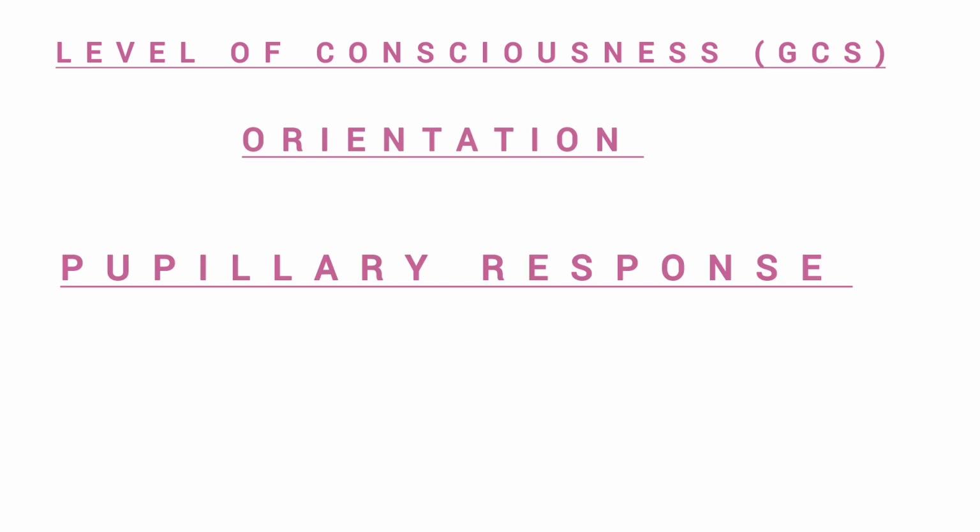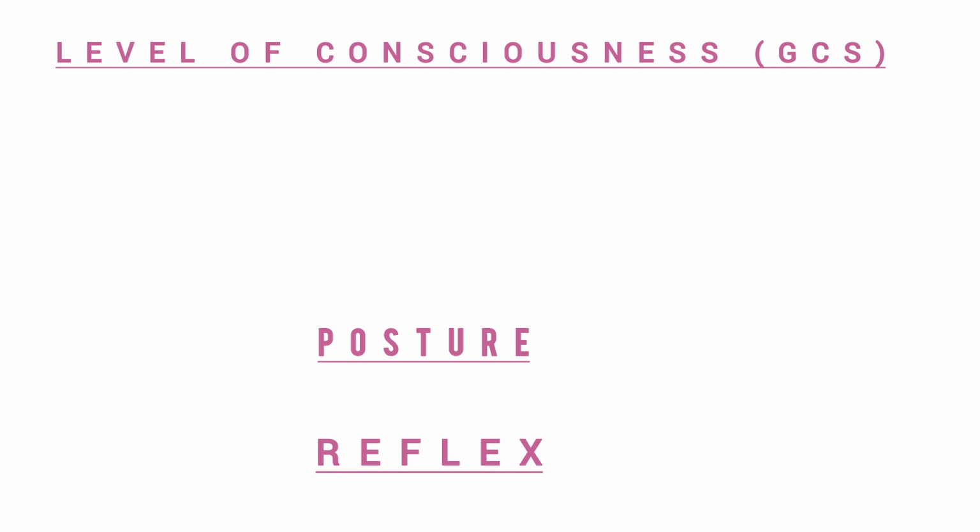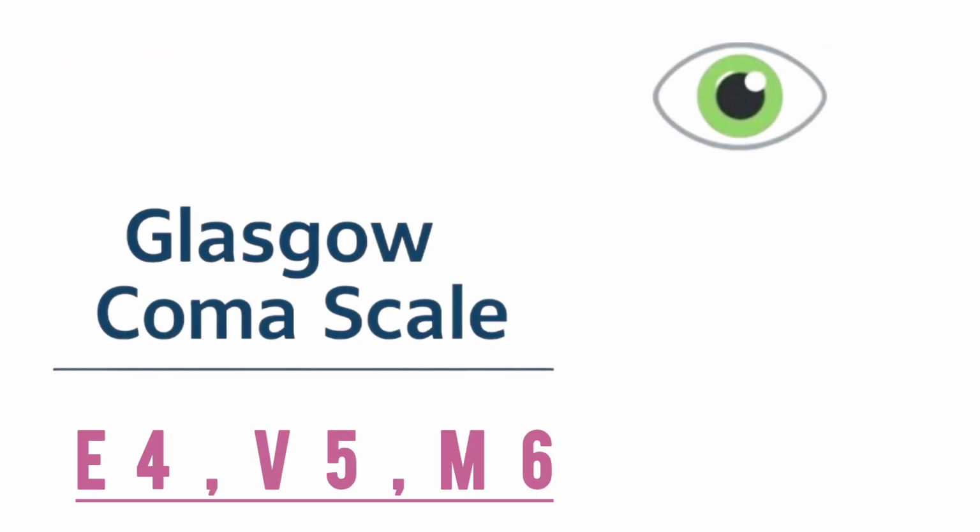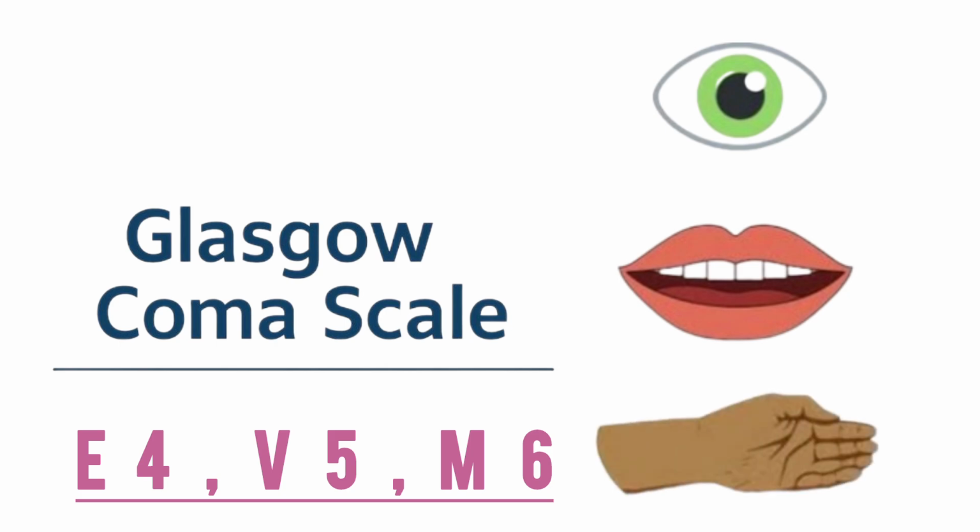In neurological assessment, we have 5 components. A level of consciousness, for which we use the tool Glasgow Coma Scale, and orientation, pupillary reaction, posture and reflex. In the Glasgow Coma Scale, we have 3 parameters: eye response, verbal response and motor response.